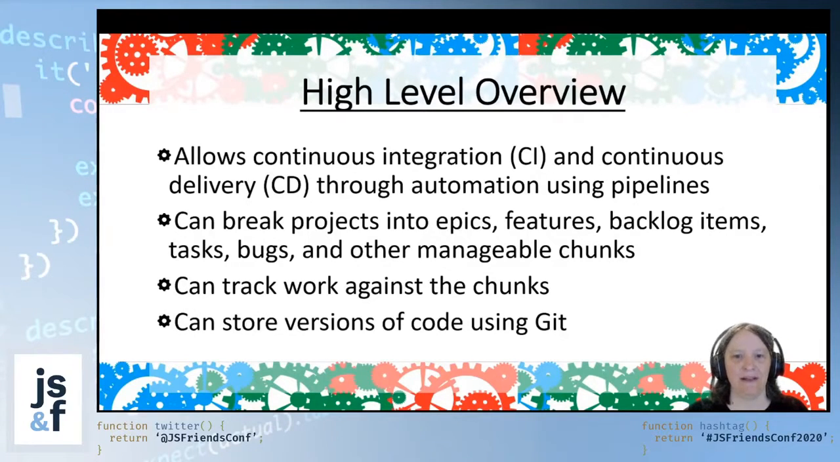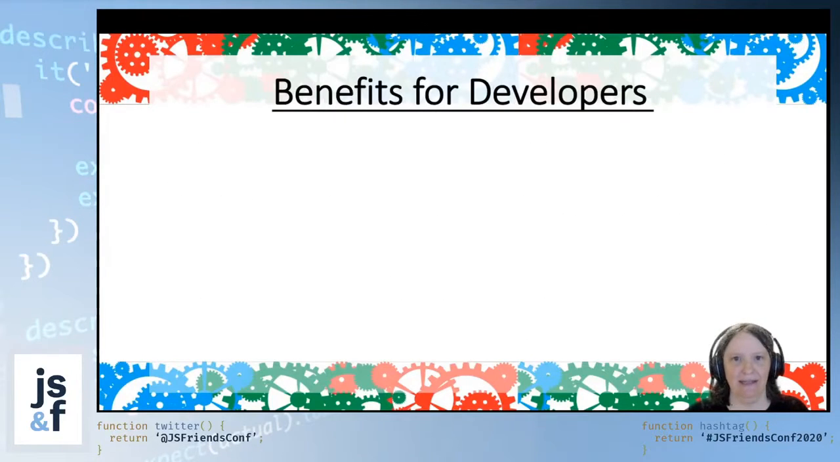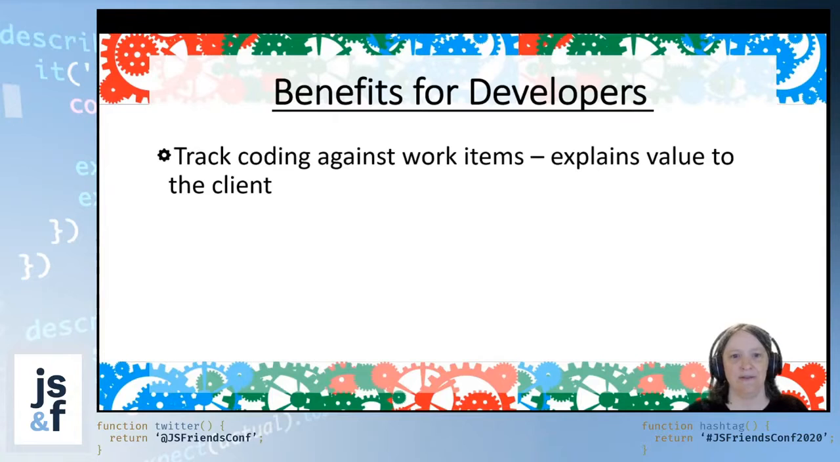Azure DevOps allows us to store versions of our code in source control using Git. So, tracking code against work items. I can't really stress how important that is, because I've had so many conversations in my career with project managers always asking, where are you and what kind of work is being done? I can just go back and say, go look at the work item in Azure DevOps.